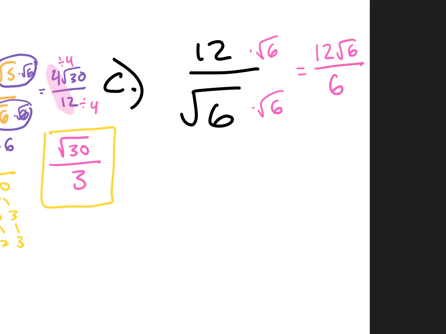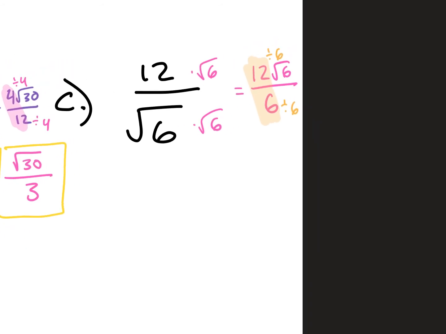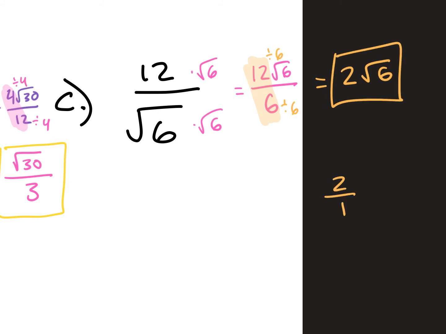Looking at my whole numbers, can I simplify them? Yeah, what goes into both 12 and 6? 6. So I can divide them both by 6. So 12 divided by 6 is 2. So I have 2 square root 6 over 1, which we don't need to put the over 1 part. So it's just 2 square root 6. It's like saying 2 over 1, but 2 over 1 is just the same thing as 2.